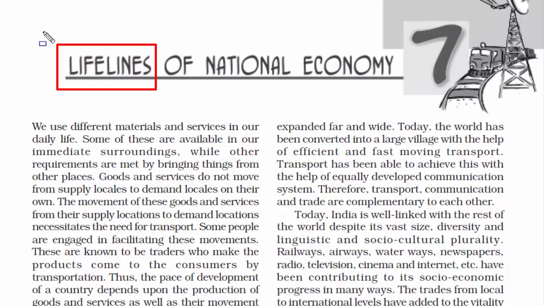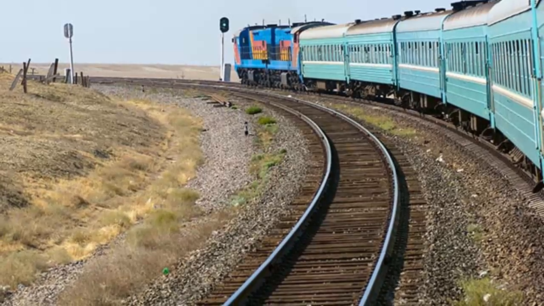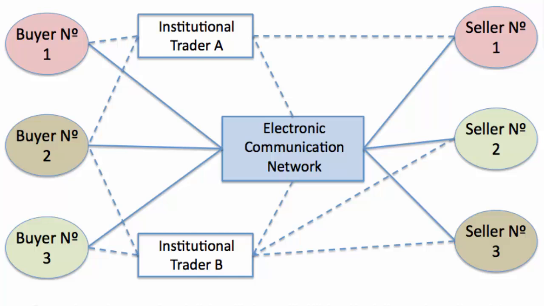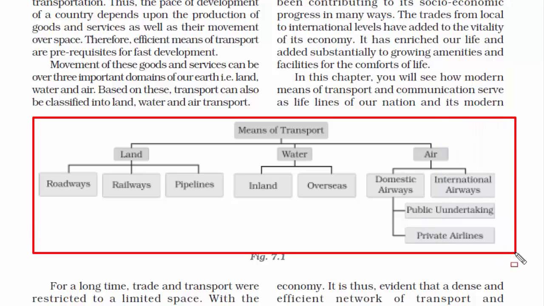Similarly, on that note, when we say lifelines of national economy, we are referring to the chain network of transport and communication that regulates the movement of goods and services from their supply locations to demand locations. So in this video, we are going to read about how modern means of transport and communication serve as lifelines of a nation and its economy. If you look at this figure, it's pretty self-evident. We are going to read about every individual mode of transportation as we go ahead.